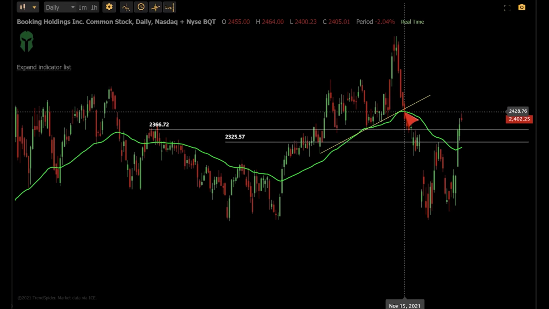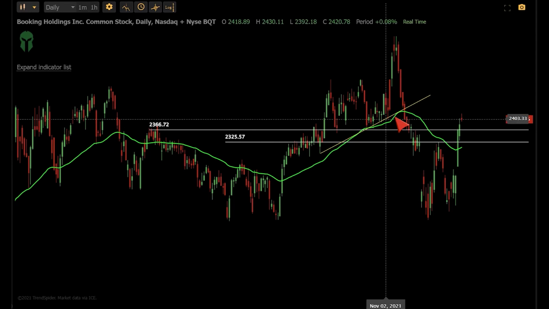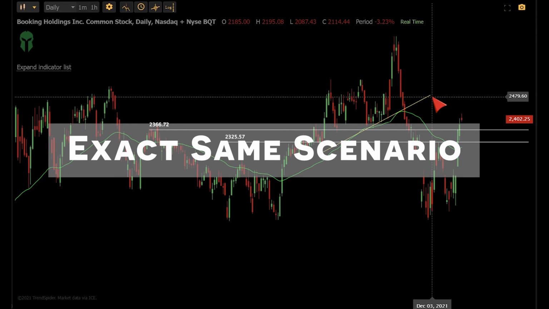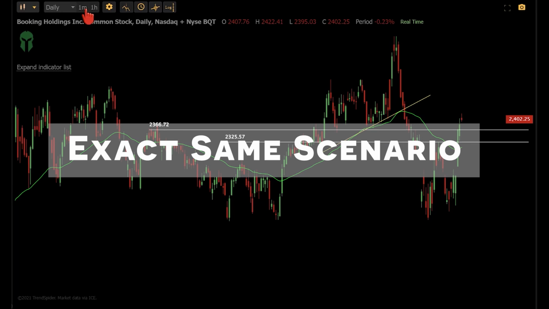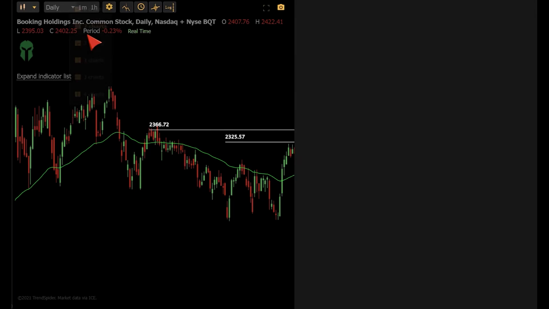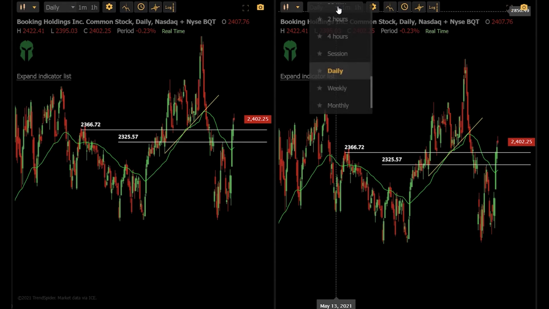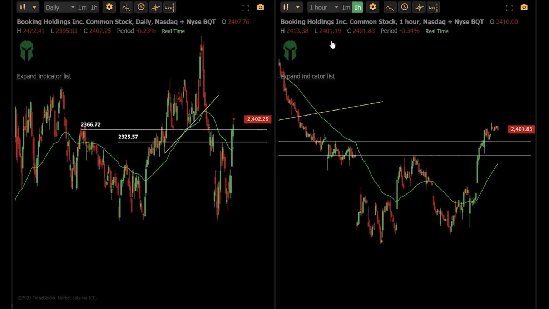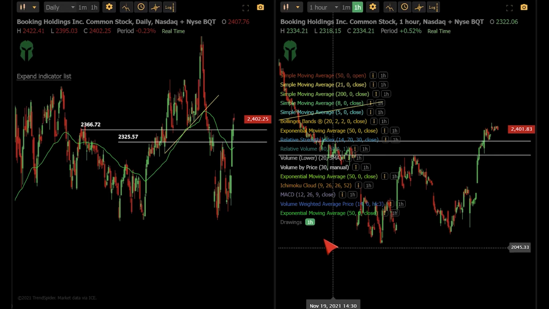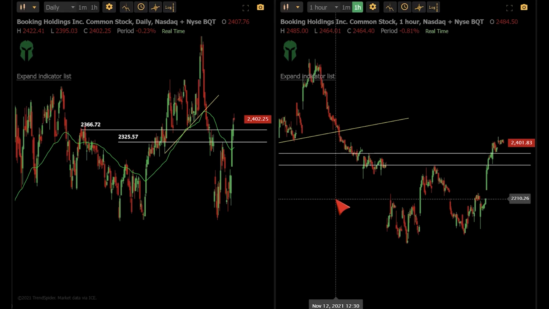Now, once you see this break and the break of the trend line, we can do the exact same scenario that we did on the entries. What we can do is look at this on two charts and multiple time frames. This may help us make a decision whether we should do that trade now, or a little further down the line.